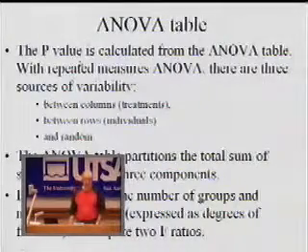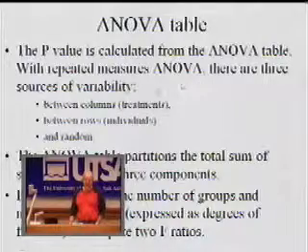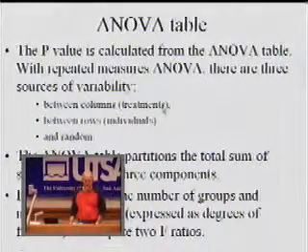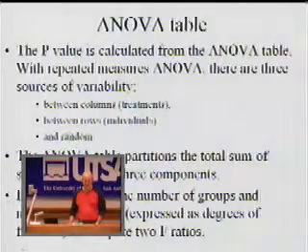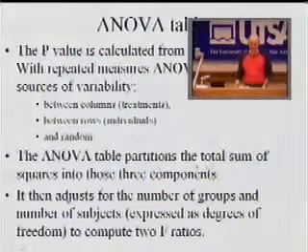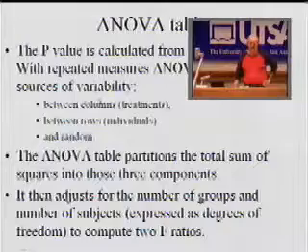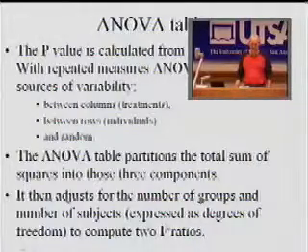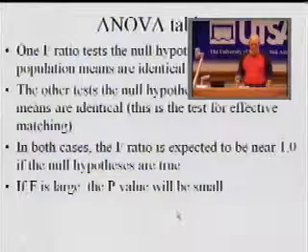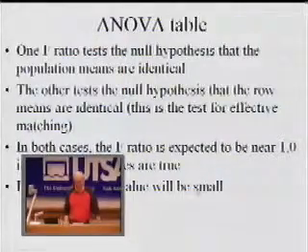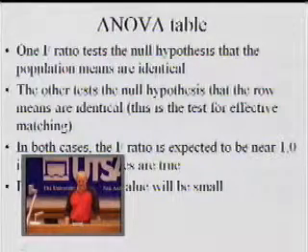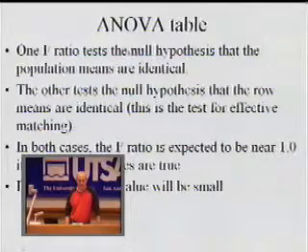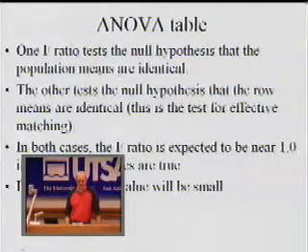So the p-value is calculated from the ANOVA table. With repeated measures ANOVA, there are three sources of variability: between the columns, that's your treatments; between the rows, those are individuals; and a random one. So the ANOVA table partitions the total sum of squares into those three components. It then adjusts for the number of groups and the number of subjects, expressed as the degrees of freedom, to compute two F ratios. So now we're seeing two F ratios being computed. One F ratio tests the null hypothesis that the population means are identical. If we fail to pass that test, then we reject the null hypothesis, saying that at least one of the population means is different than the others.